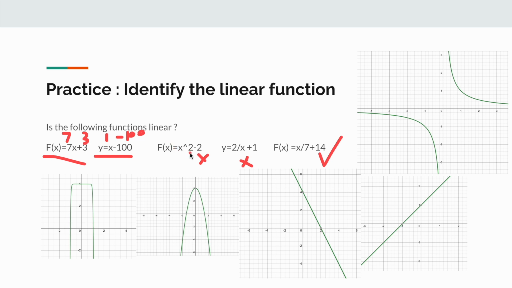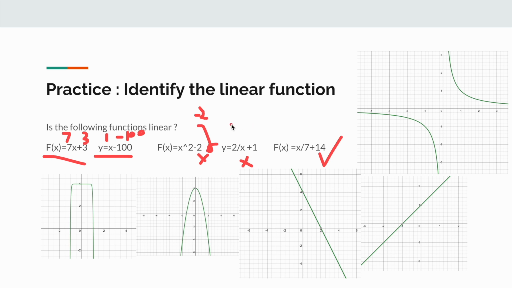And for the third one, it's actually a parabola. So we could get multiple x values for certain y values. If we plug in negative 2 and 2 for x, we could see that they have the same y values.